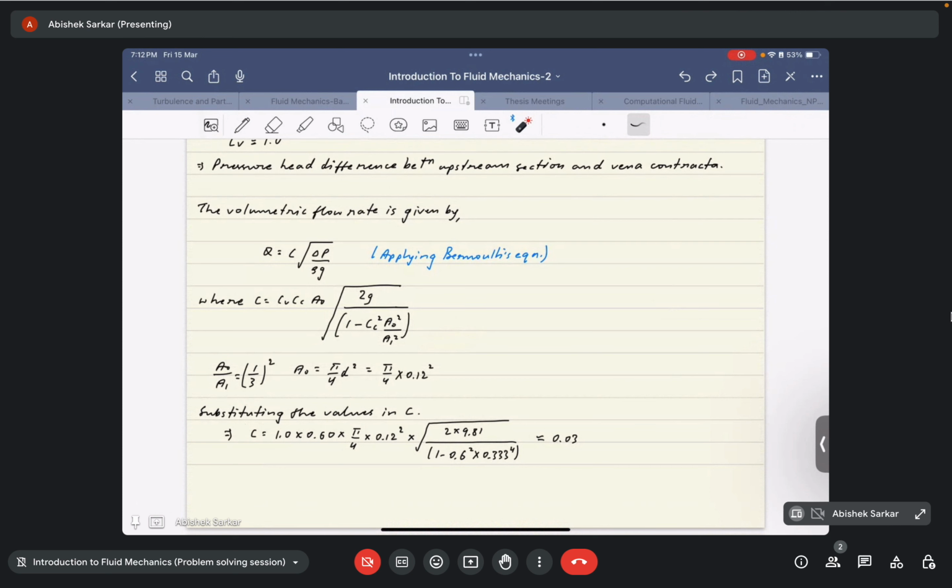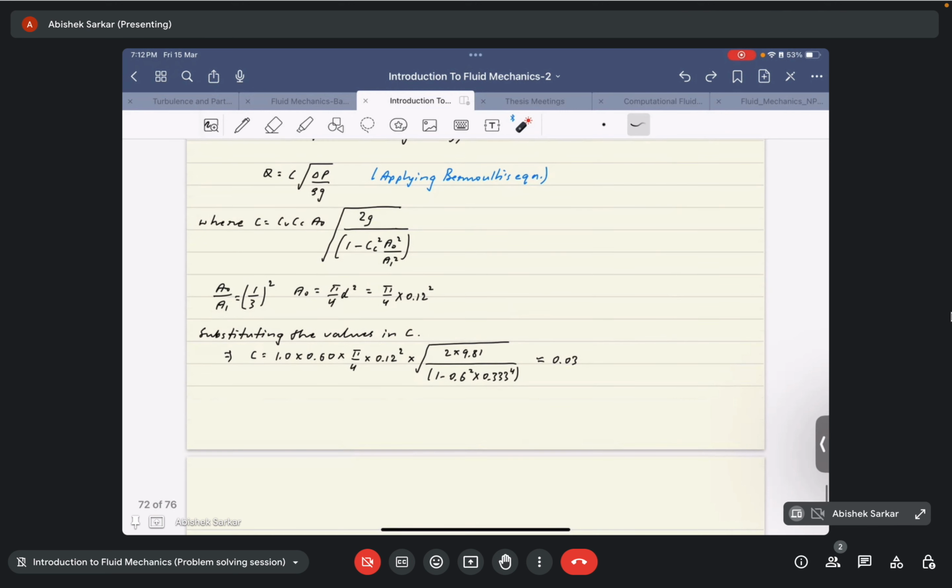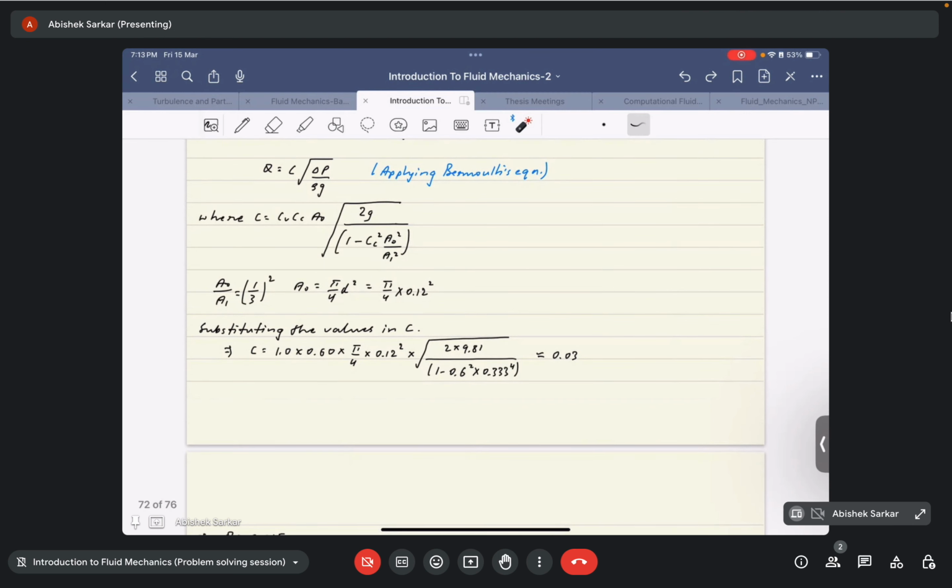And now, A0 by A1 would basically be the ratio between the squares of the diameter of the orifice meter and the pipe, right? So since small d is 120 and capital D is 360, its ratio is 1/3, and since area varies as a square, it will basically be 1/3 whole square. So the ratio of A0 by A1 would be equal to 1/9. Then A0 is equal to pi by 4 d square, so we can write A0 is equal to pi by 4 into 0.12 square. Now if we substitute these values of these known terms into this expression for Q, we'll get that.